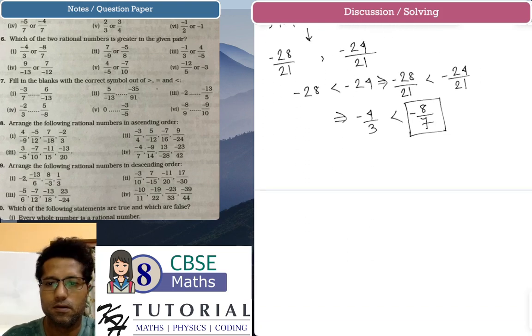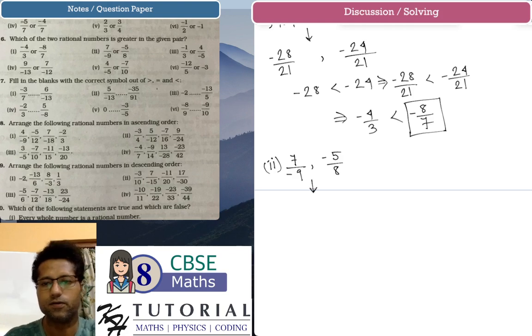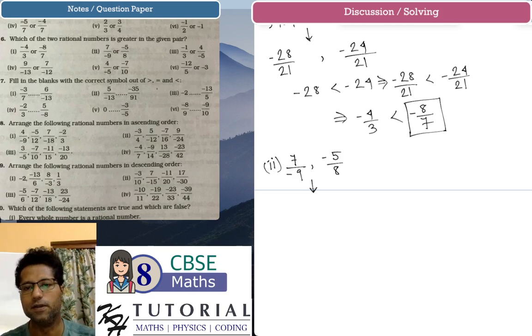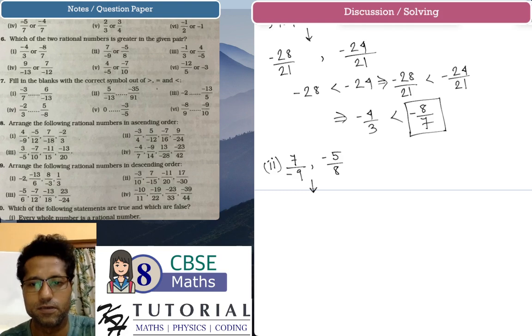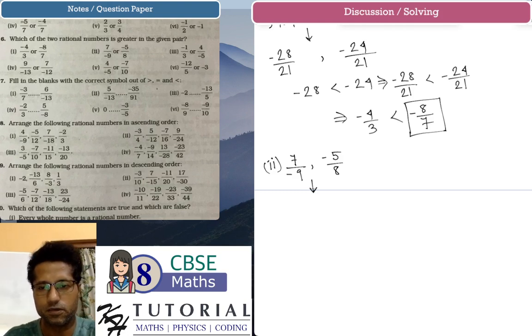Okay, let's do part 2. The pair of rational numbers is 7 by minus 9 and minus 5 by 8. Now first we have to convert the given pair of rational numbers to standard form if it is not already. We can see that the first rational number 7 by minus 9 is not in standard form because the denominator is negative. So let's first convert the first rational number to standard form.